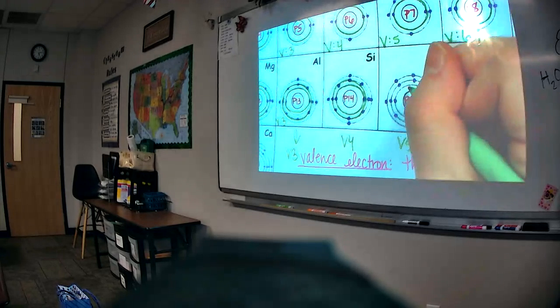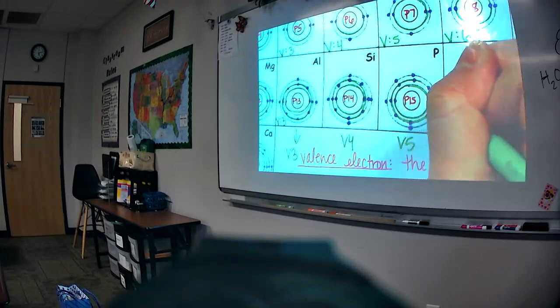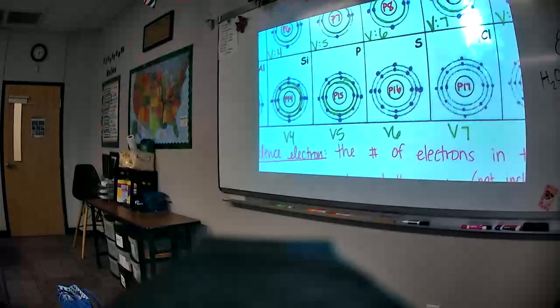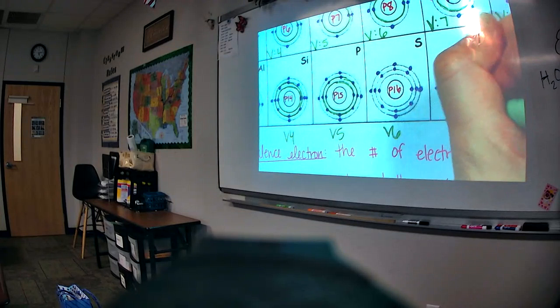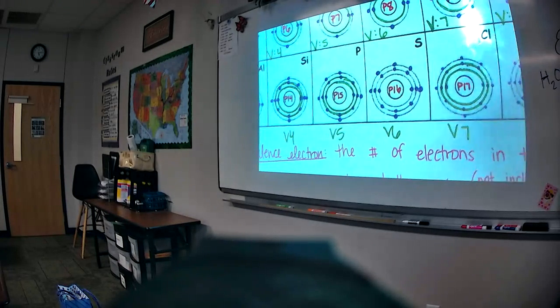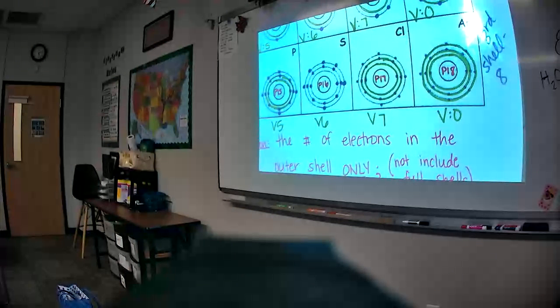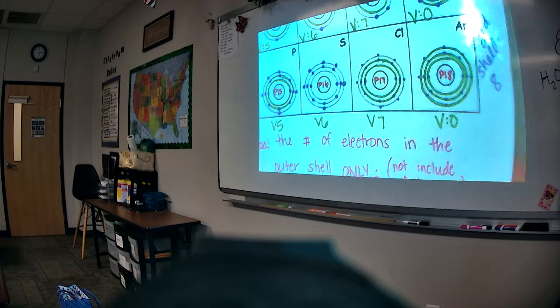All right, so let me go back and trace all the full shells real quick. Ethan? So does that mean the next one has no valence electron? Correct. And then argon, all 3 of them will be full. Yes. Correct, because all the shells are full.